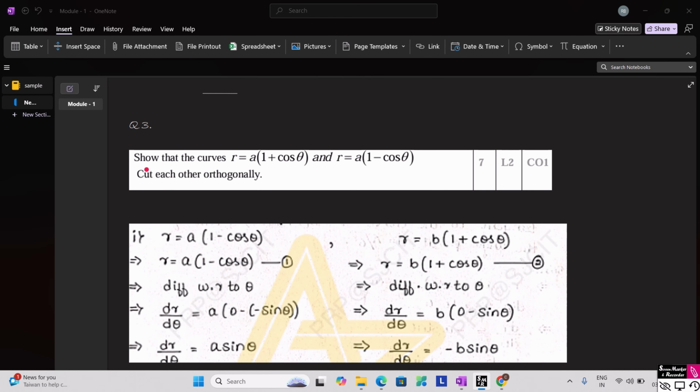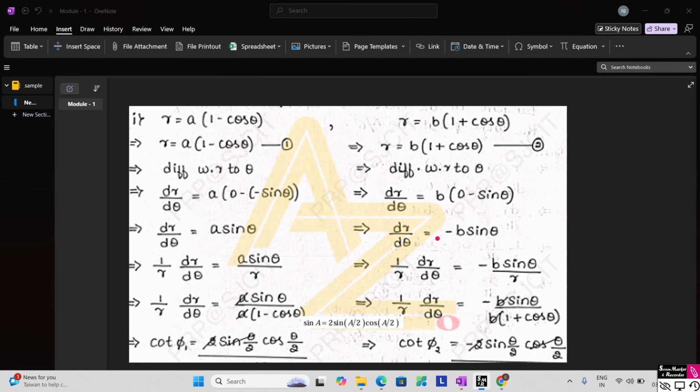Okay, third question: we need to show that two curves cut each other orthogonally. So the given curves are r equal to a into 1 plus cos theta and r equal to a into 1 minus cos theta. Just write down both the equations here and differentiate with respect to theta. On differentiating with respect to theta, we get dr by d theta equal to a, as it is constant, and 1 becomes 0. Cos theta differentiation is minus sin theta, and the minus we are keeping here. Dr by d theta equal to a sin theta.